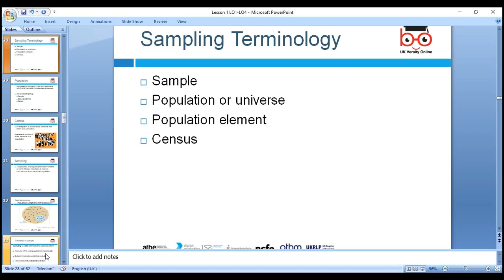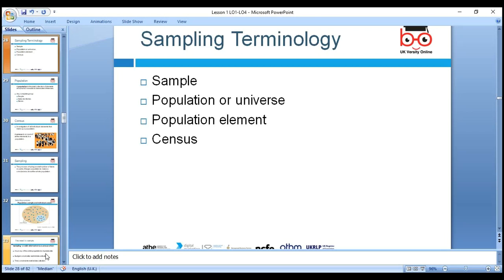Okay, next is sampling terminology. What is meant by sample? A sample is a small part of the total population. If we want to do research, we can't research the whole UK. We can take a sample in each county, in each area, and then test their views. And then, of course, we can make a final conclusion from it.